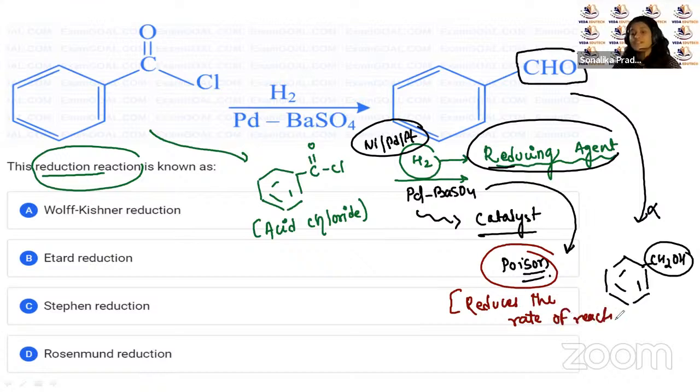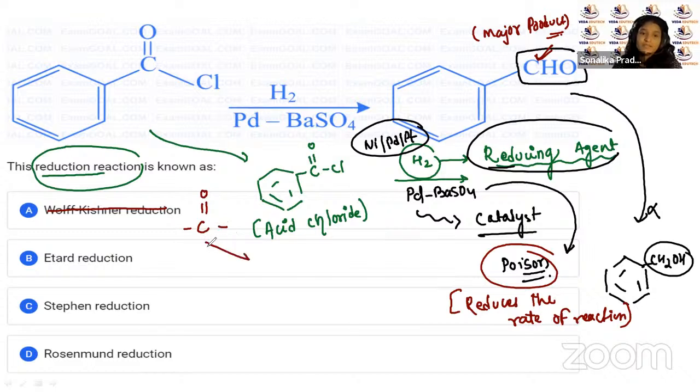So due to the reduction in rate of reaction, we are able to get this as a major product. Okay. So is this Wolff-Kishner reduction? No. Why is this not Wolff-Kishner reduction? Because in Wolff-Kishner reduction, anywhere where there is C=O, this converts into CH2. And we see that here C=O is not changing. Here also we are having C=O. Yes. How C=O?